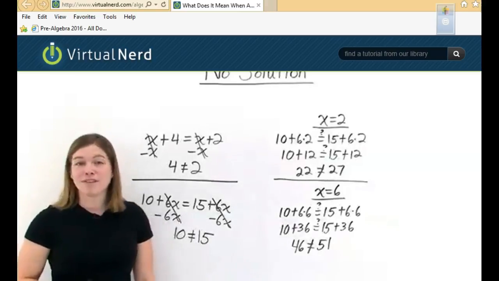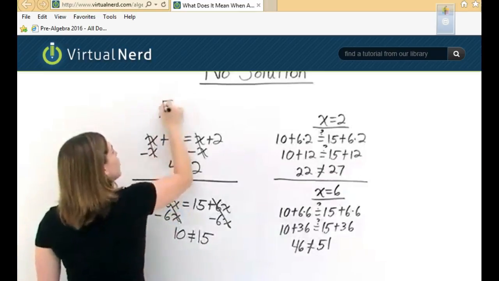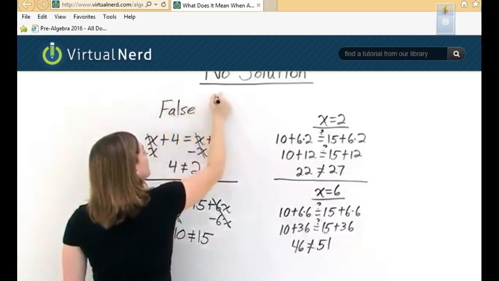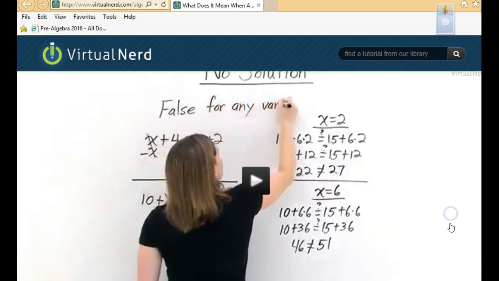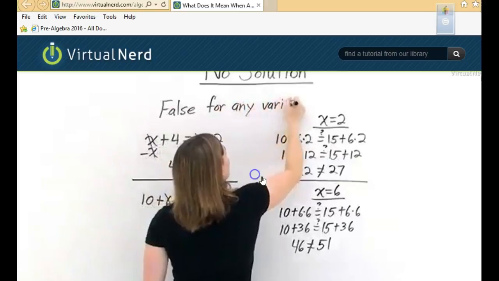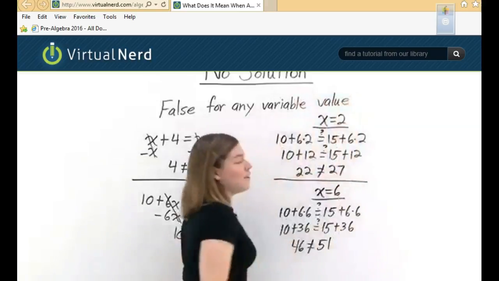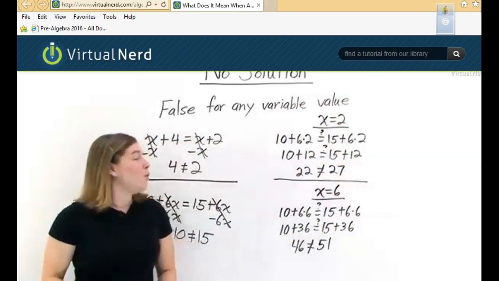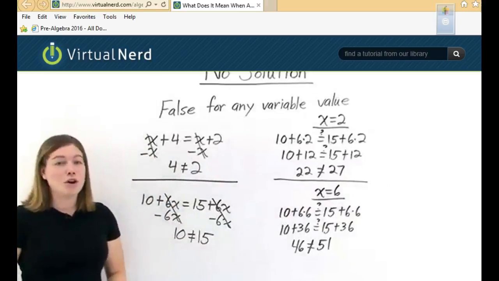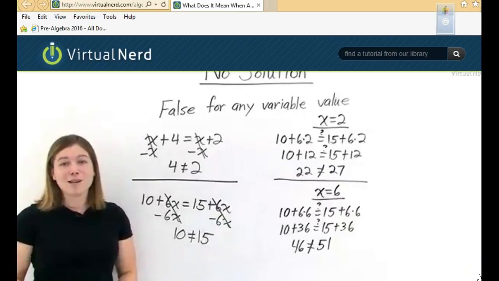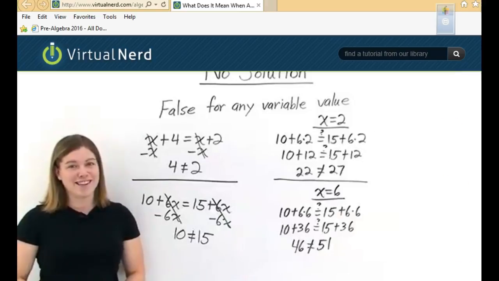Now that we've seen a couple examples, let's look at our definition. When a problem has no solution, it means that no matter what value you pick for the variable, you will always get a false statement. In other words, there is no value you can plug in for the variable that will make this statement true. So, if you get a problem where the variables cancel out and you end up getting a false statement, that means that there's no value you can pick for that variable to make the problem true. In other words, you have a problem with no solution.